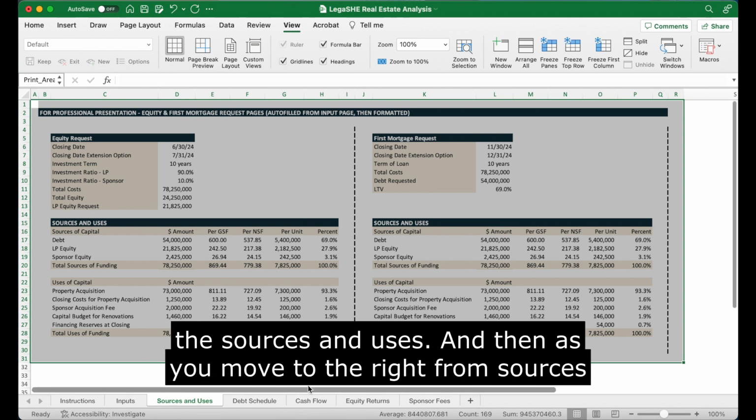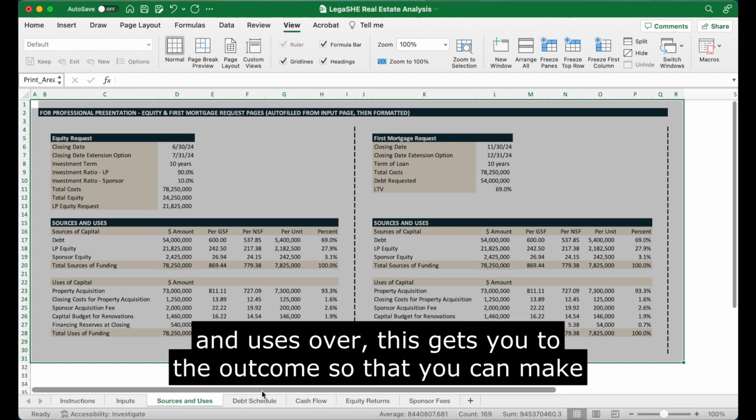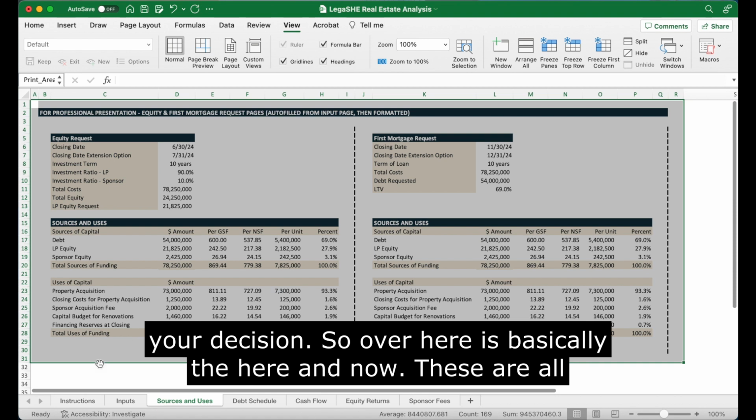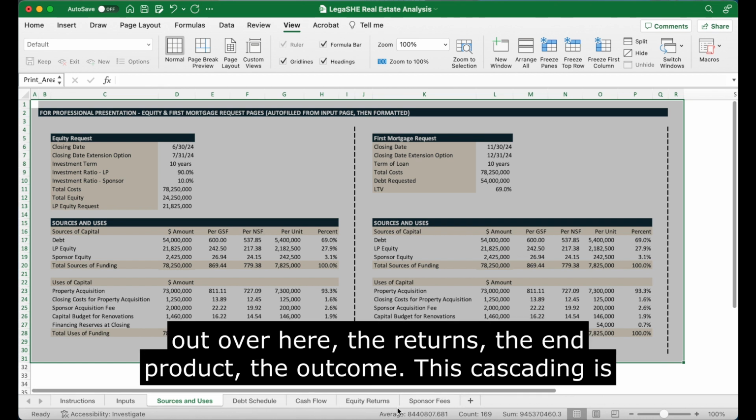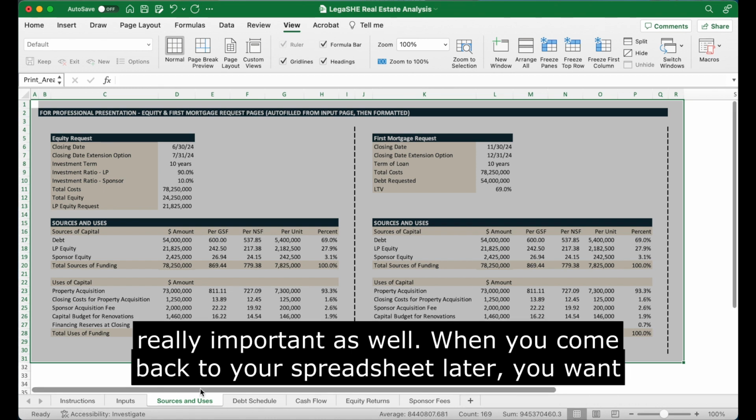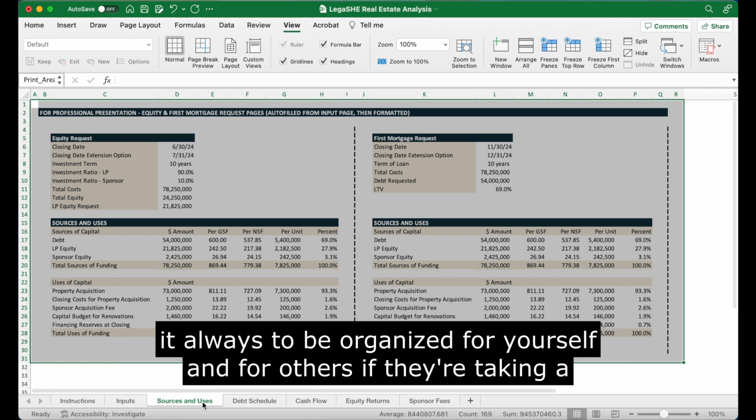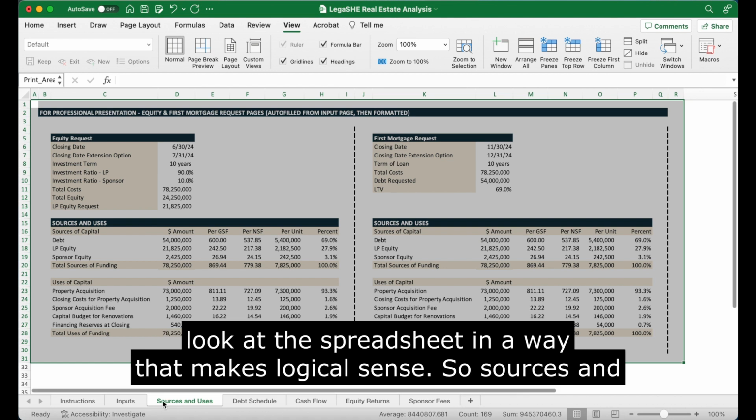And then as you move to the right from sources and uses, this gets you to the outcome so that you can make your decision. So over here is basically the here and now. These are all the things that I have to put into the model so that it spits out over here the returns, the end product, the outcome. This cascading is really important as well when you come back to your spreadsheet later. You want it always to be organized for yourself and for others who are taking a look at the spreadsheet in a way that makes logical sense.